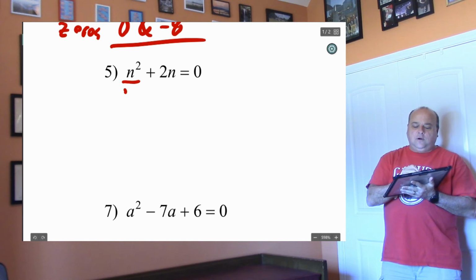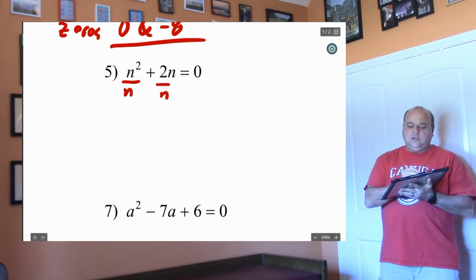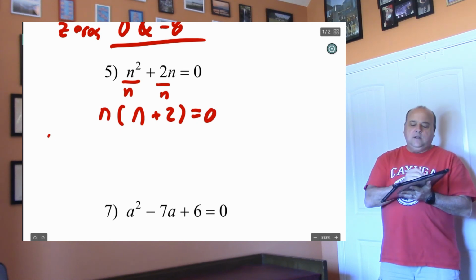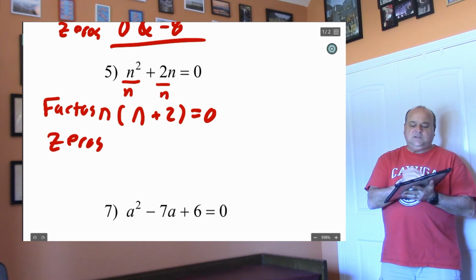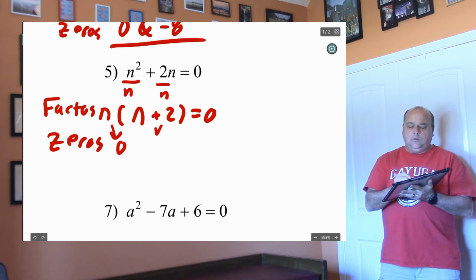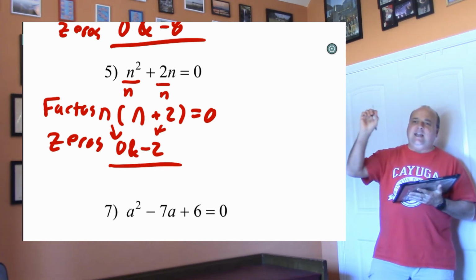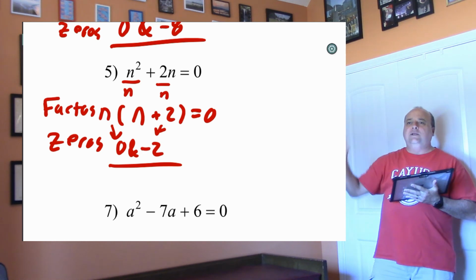Go to the next one. Number 5, our GCF is n. So we'll have n parentheses, n plus 2 equals 0. The zeros, remember, these are the factors. This one will be 0. This one will be negative 2. So the zeros are going to be 0 and negative 2. If I input those numbers, I will output 0.